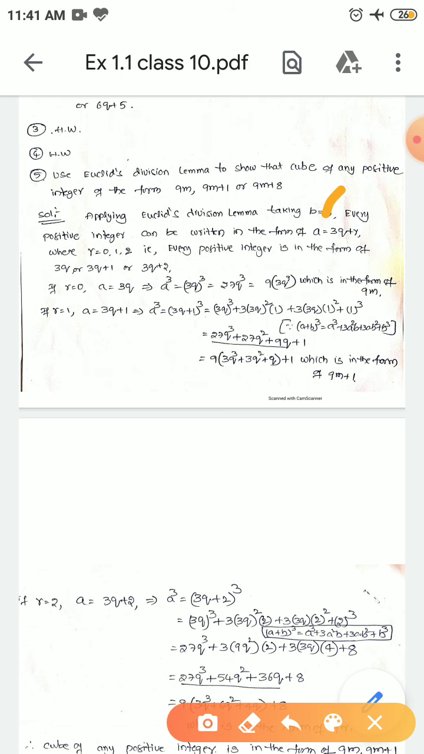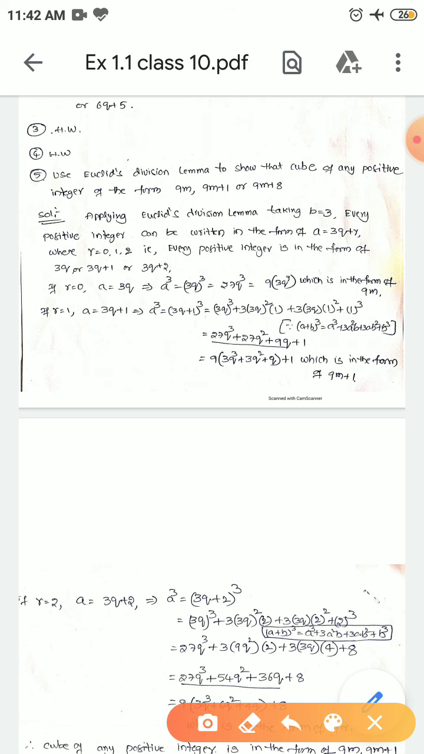Now if r equal to 1, a equal to 3q plus 1. So a cube is equal to (3q plus 1) cube. Here you need to apply the formula of (a plus b) whole cube, that is equal to a cube plus 3a square b plus 3ab square plus b cube. In the place of a we have 3q, and b is 1. Substituting and simplifying, you are going to get 27q cube, plus 27q square.